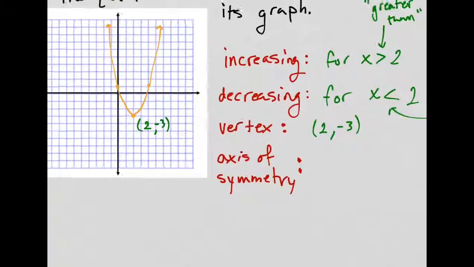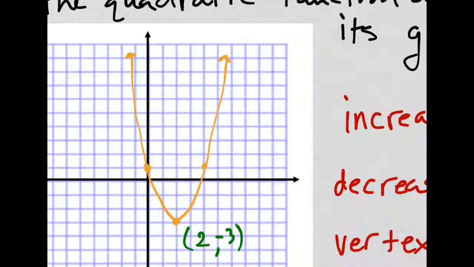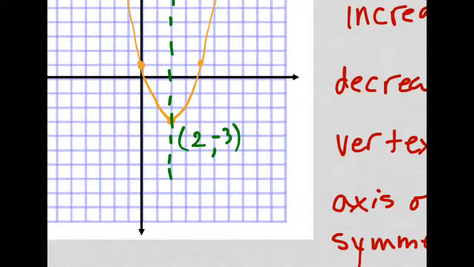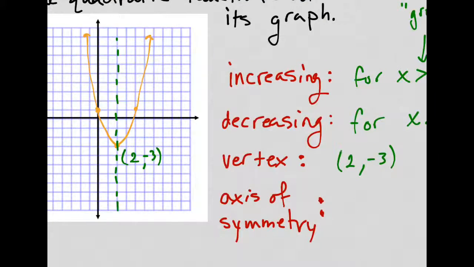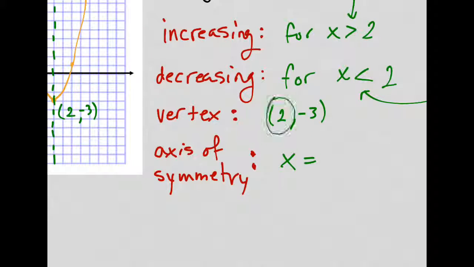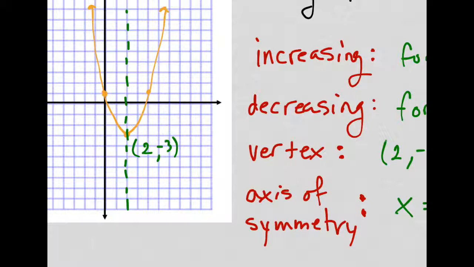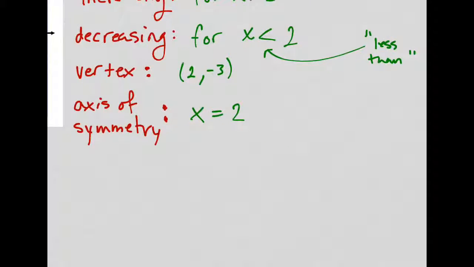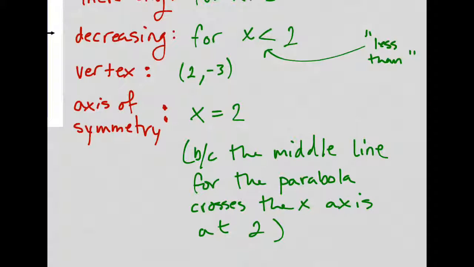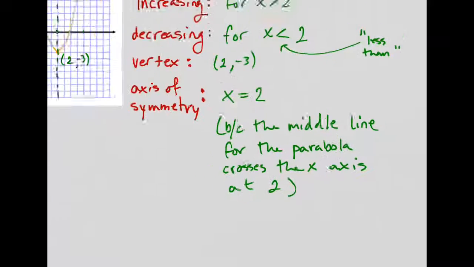And then the axis of symmetry. Well, I can draw that easily. I know it's there. But how do I write this down? Well, the axis of symmetry is always just x equals the x-coordinate of the vertex. So this is x equals 2. That's how you write the equation for that dotted line. Axis of symmetry is x equals 2, because the middle line for the parabola crosses the x-axis at 2.